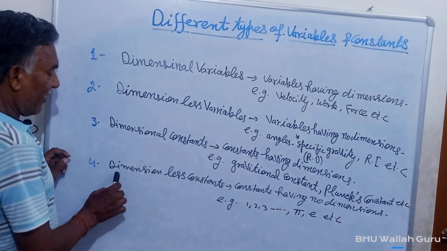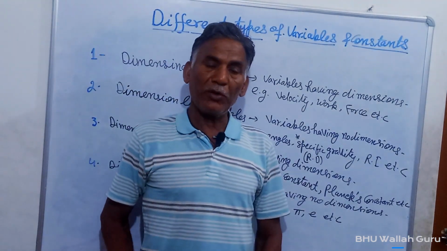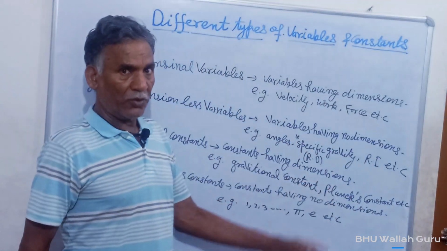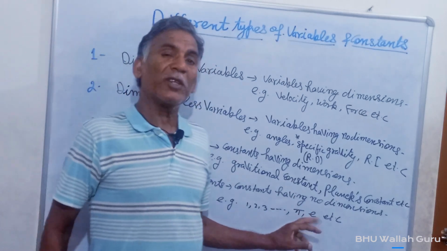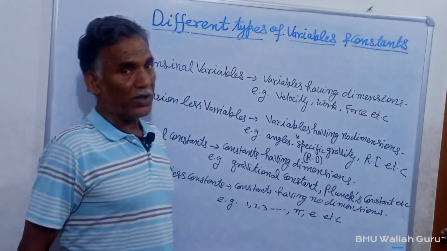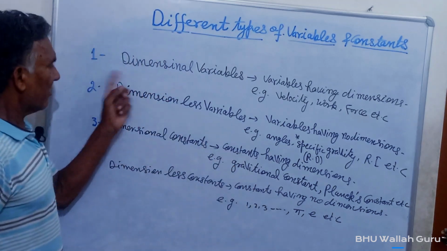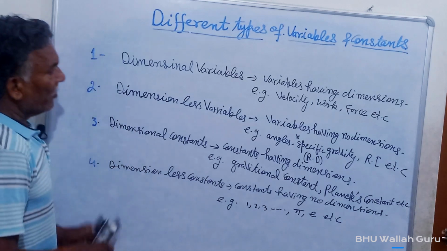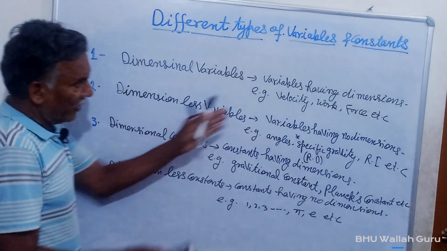Now, fourth is the dimensionless constants, those constants having no dimension. Numbers 1, 2, 3, 4, and so on have no dimension. Pi, e, the exponential function. These are constants which have no dimension. So, there are four types of quantities. I hope you are familiar with these quantities.